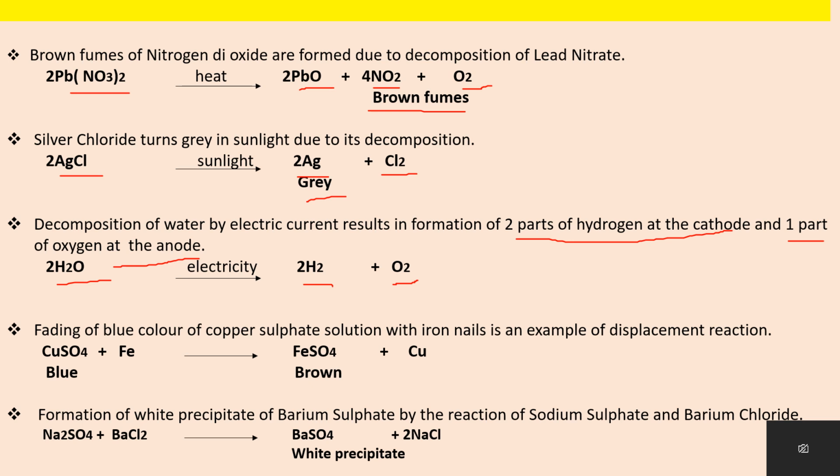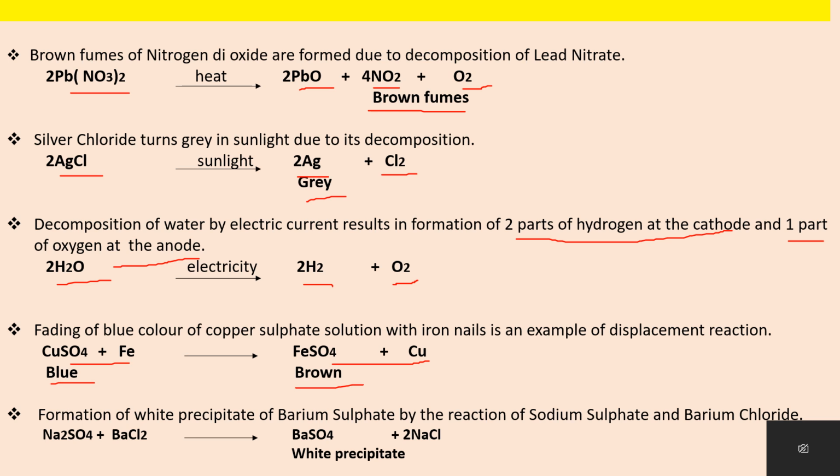Another important reaction is a displacement reaction. The reaction is between copper sulfate and iron. When iron nails are dipped in copper sulfate solution, FeSO4, iron sulfate, and copper are formed. Copper sulfate has a characteristic blue color. This color fades and it changes to brown with this reaction.